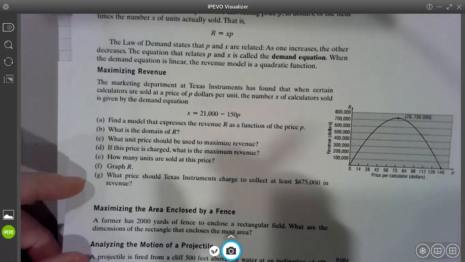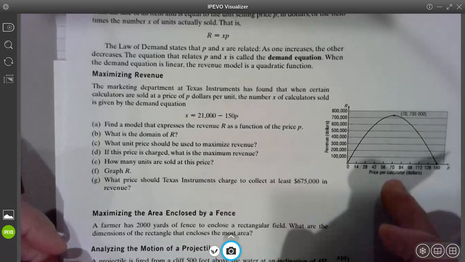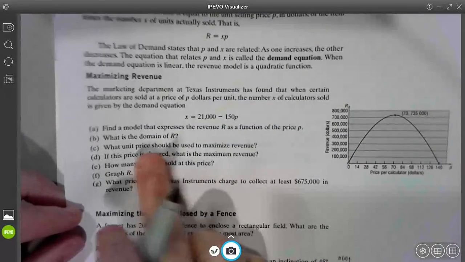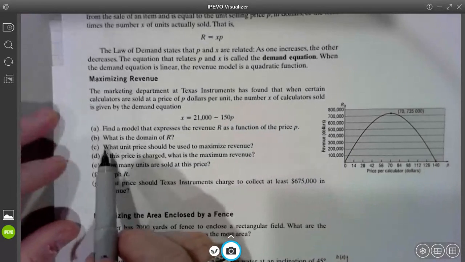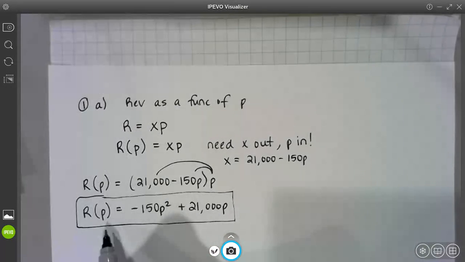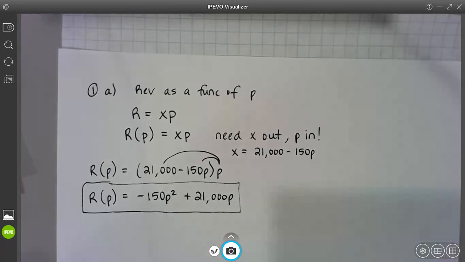Part B says, what is the domain? Now, I attached the graph just so we could refer to it. Don't look at it right now. Let's just answer the questions as if the graph wasn't there. What is the domain of R? So guys, the domain of R: what values of P are you allowed to plug into this function? But it's a little bit more complicated than that.